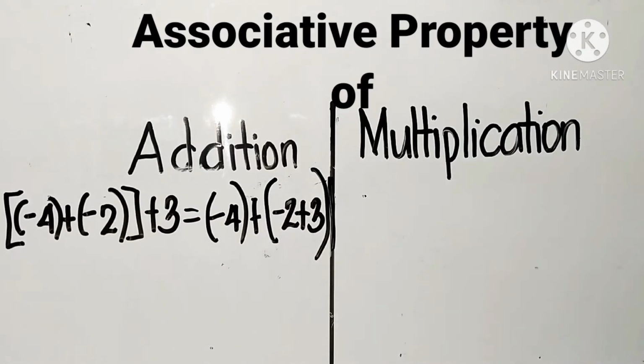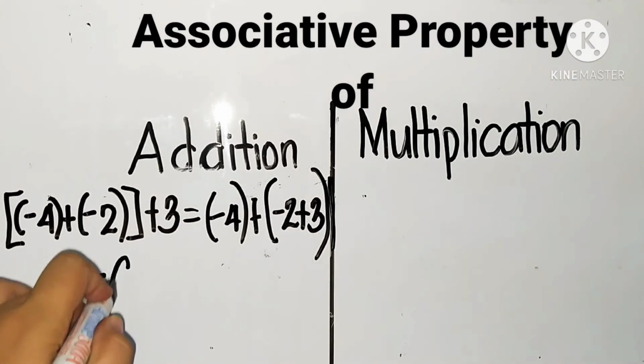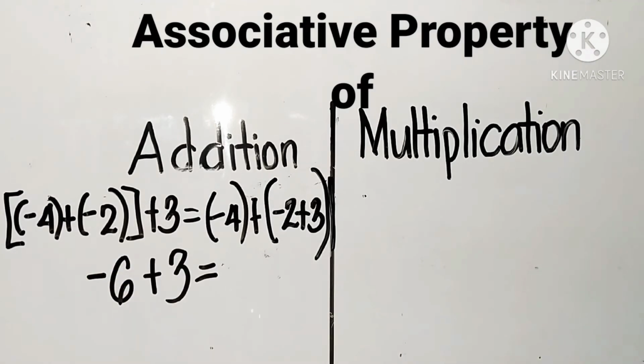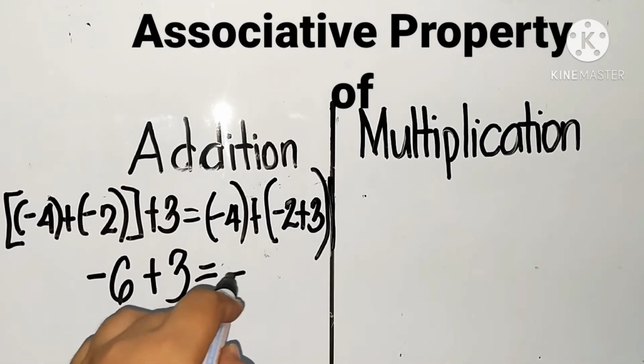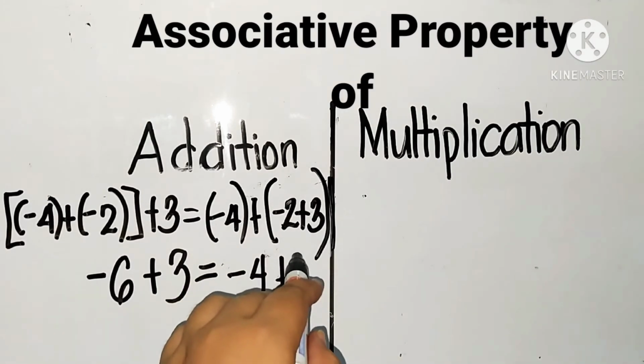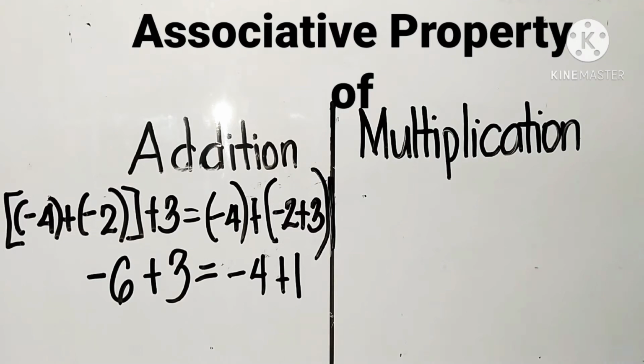So, let's start dun sa left side. Negative 4 plus negative 2. Since same sign sila, ang magiging sagot dyan is negative 6. And then copy positive 3. On the right, negative 4 plus yung negative 2 plus 3 is positive 1. So, kung nakikita nyo po, meron tayong negative 6 plus 3 and negative 4 plus 1. If you will simplify both, ang sagot dyan ay negative 3 and negative 3.